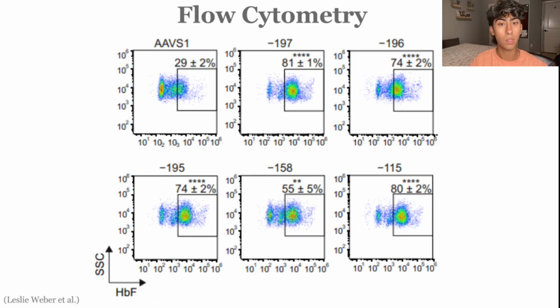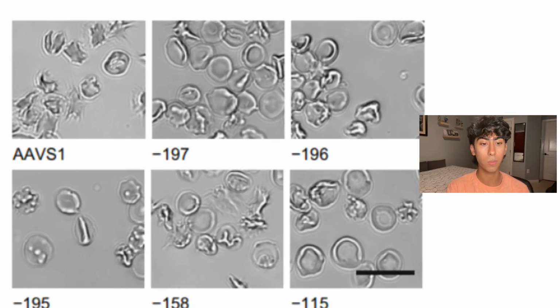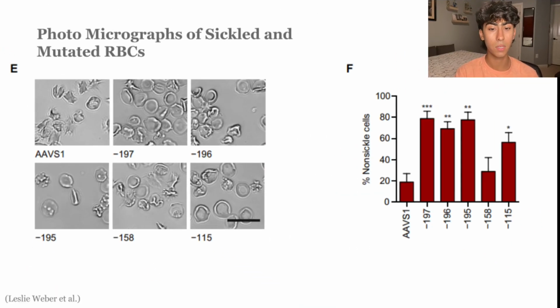Flow cytometry plots were also used to show the data. In this case, the closer the points are to the right, the greater the fetal hemoglobin levels are, clearly showing that AAVS1 had little to no fetal hemoglobin and that the 5 points had a great amount of fetal hemoglobin. Another way of determining the success of the experiment was by looking at the red blood cells under a microscope, and clearly there were little to no sickle cells in the 5 sites. For the bar graph, all 5 points had a great amount of non-sickle cells and once again showed success.